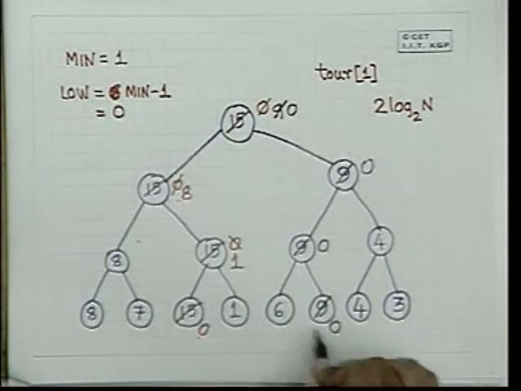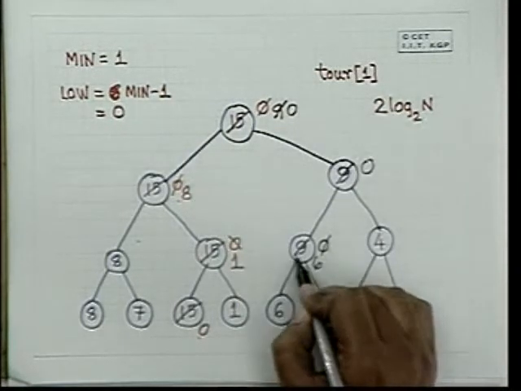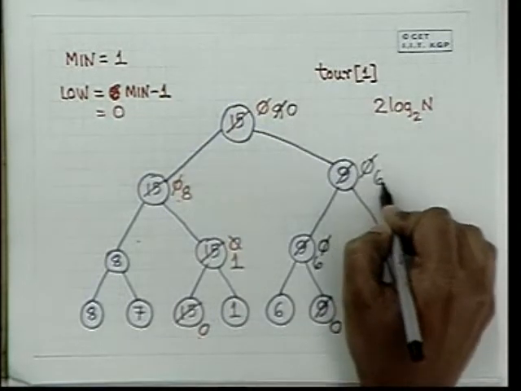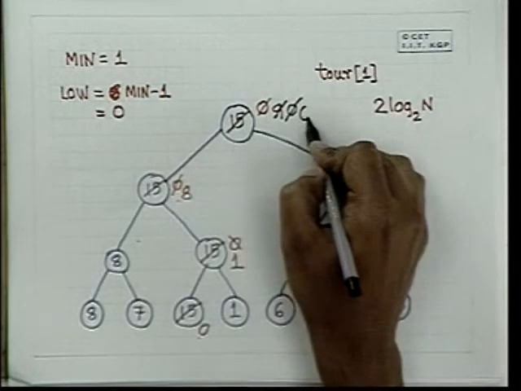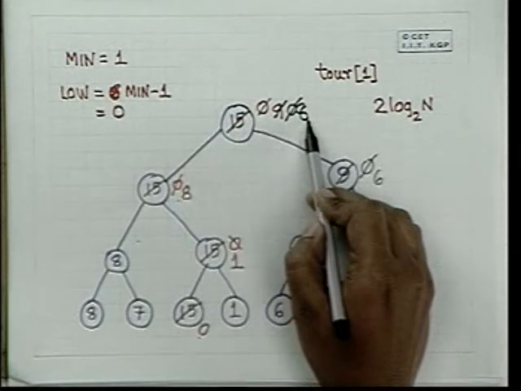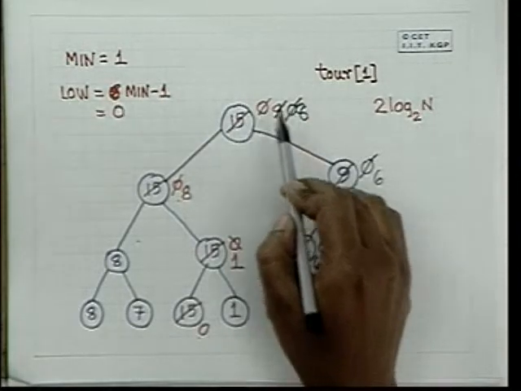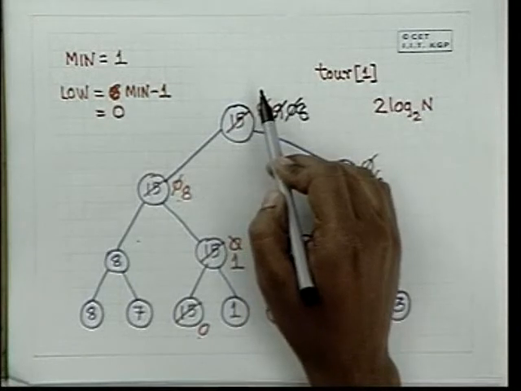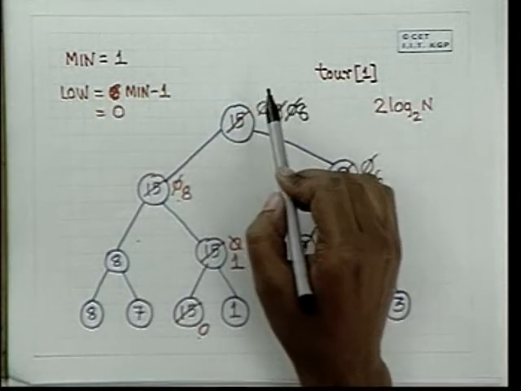So again 6 and 0, 6. 6 and 4, 6. 6 and 8, 6, 8. So again the third largest comes up. So next time you go down and up, you will get the fourth largest.